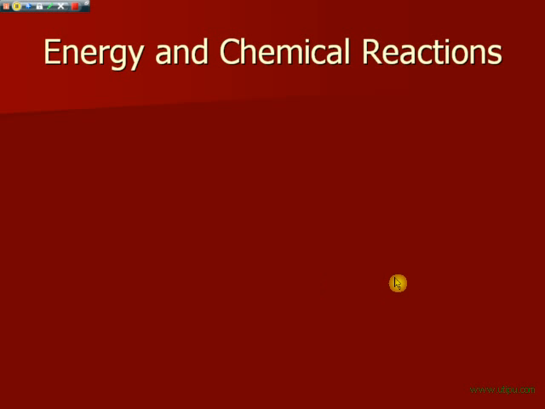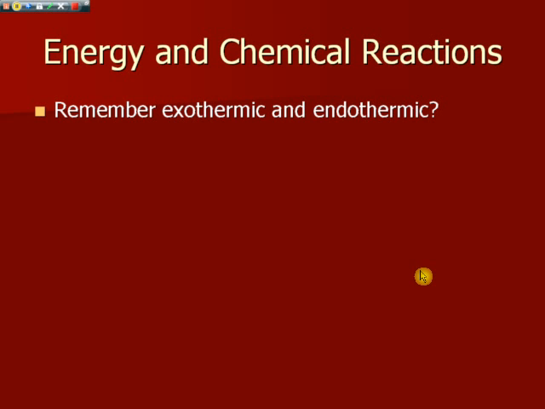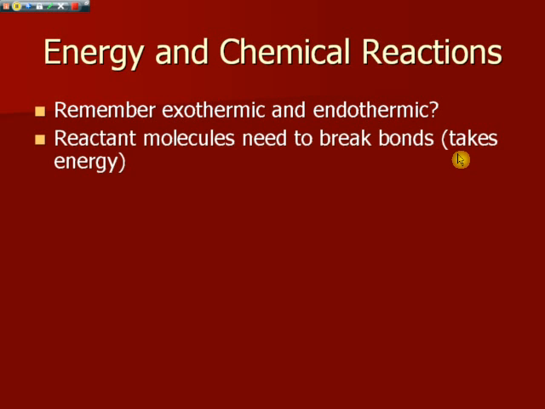Our final presentation for the unit is on energy and chemical reactions. And in order to really do justice to this concept, we're going to have to think back to first try when we discussed endothermic and exothermic. So again, do you remember what exothermic and endothermic mean? Exothermic means the heat is given off, and endothermic means the heat is absorbed. In an endothermic process, the beaker would feel cool. In an exothermic process, the beaker would feel hot.